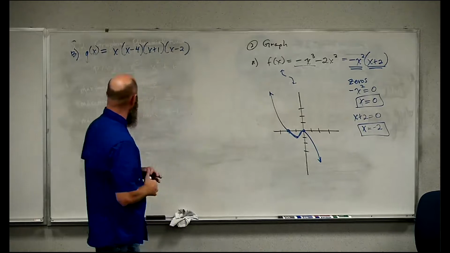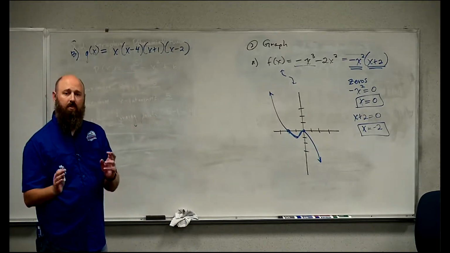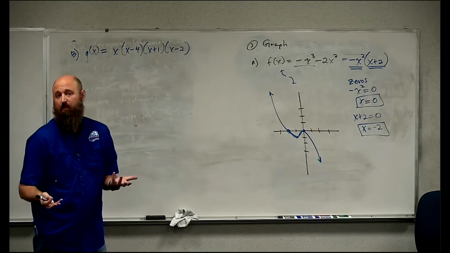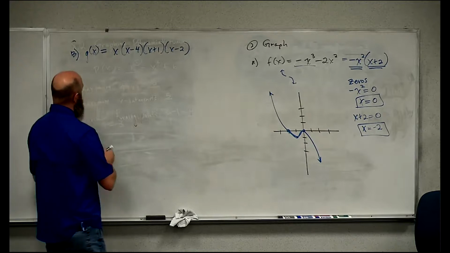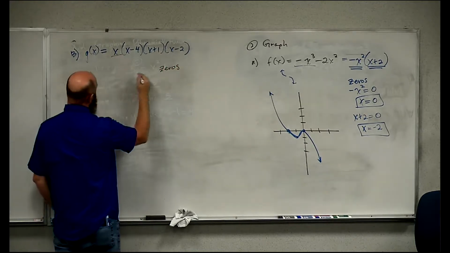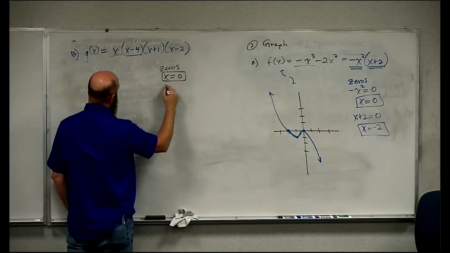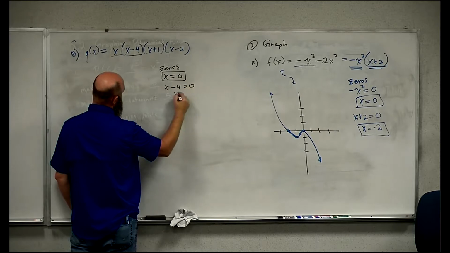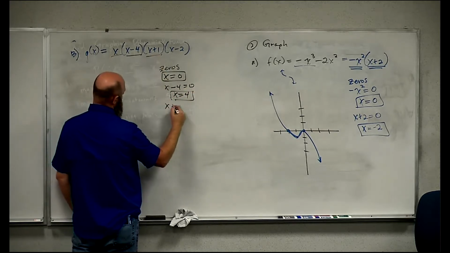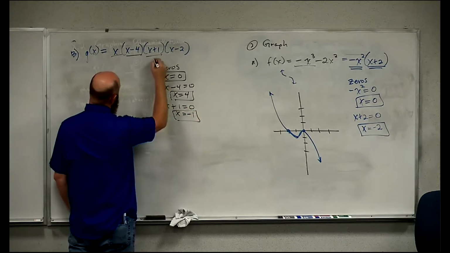All right, so we've got a couple of different things here. It's already factored. I'm going to go ahead and bust out those zeros, and then we'll go back and talk about the leading terms. So it's all about what form it's in on what I do first. So here, for my zeros, I have x equals 0. So that one's done. I have x minus 4 equals 0, so x equals 4. I have x plus 1 equals 0, so x equals negative 1.